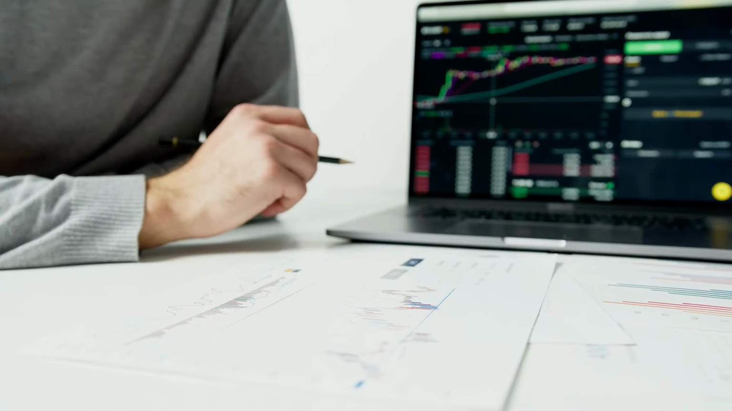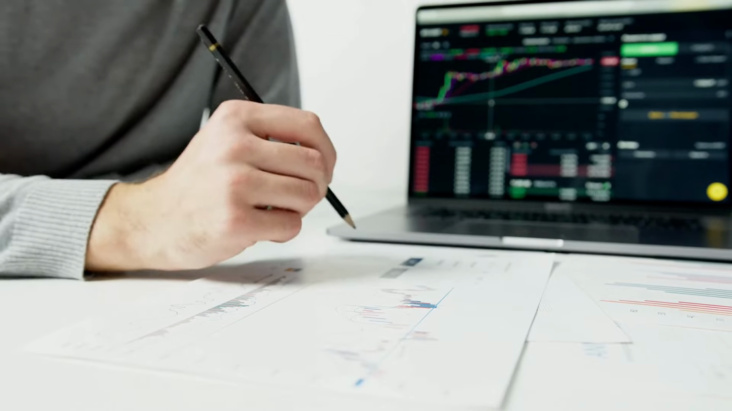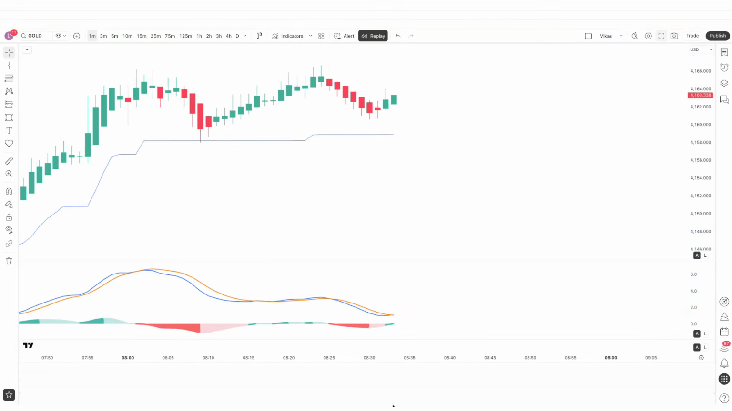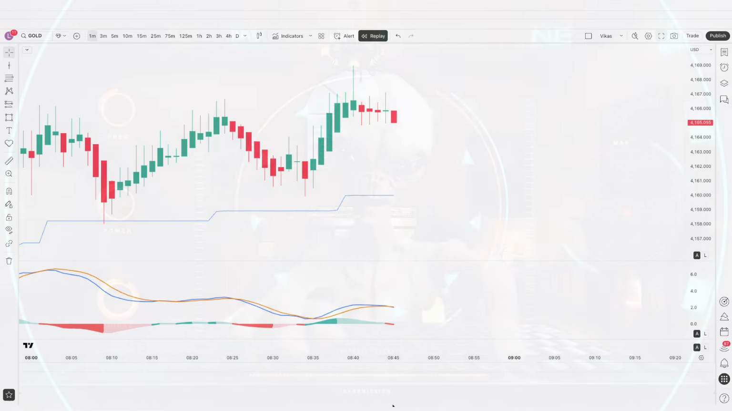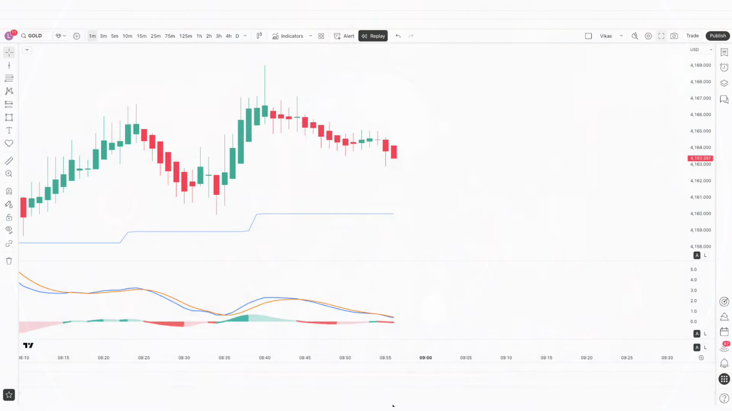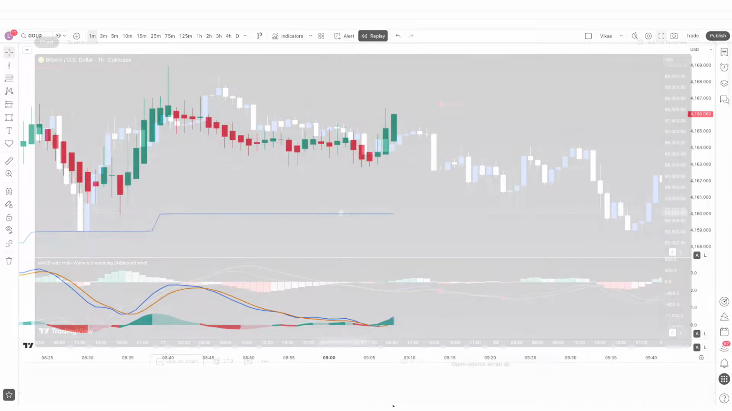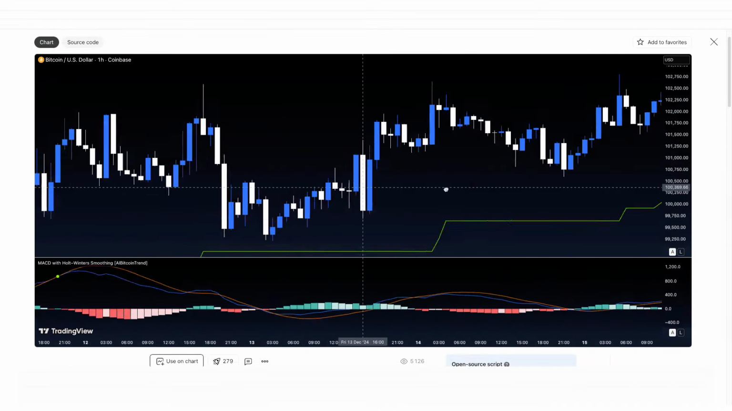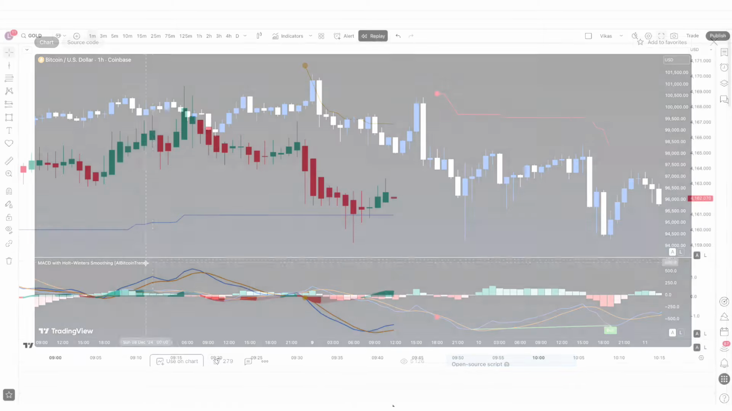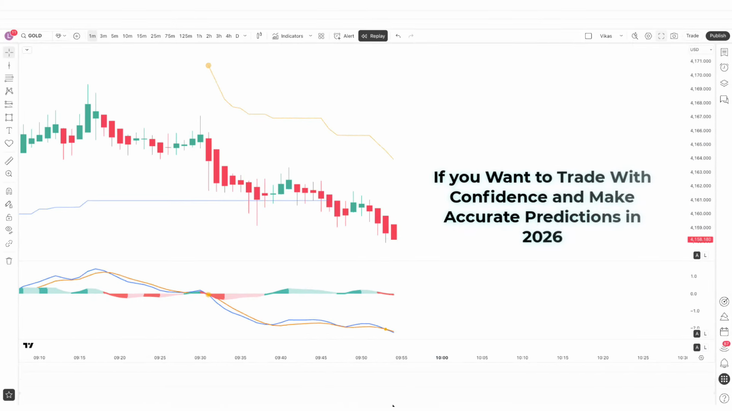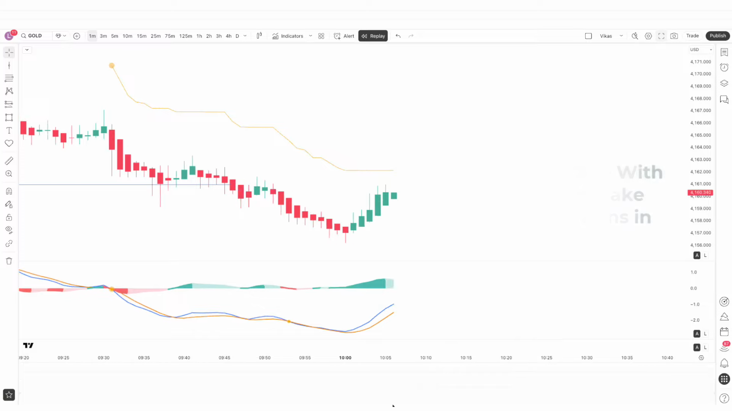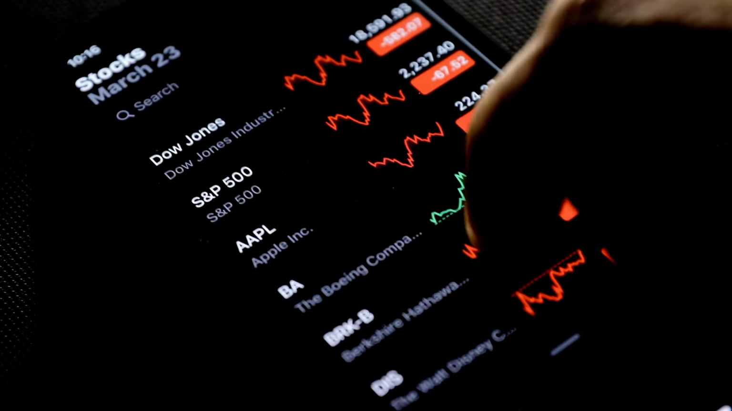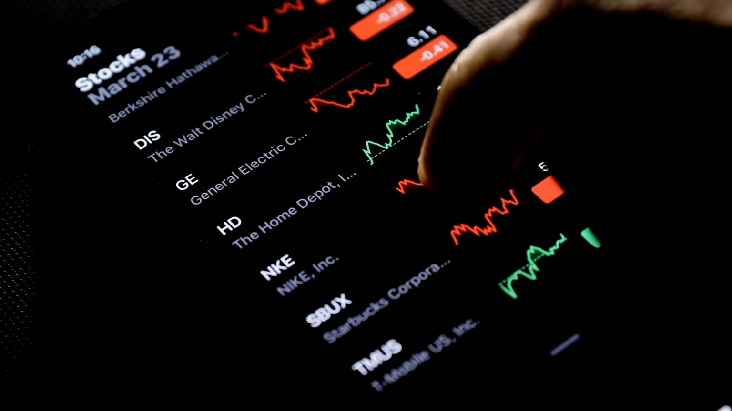In this video, you'll see how simple TradingView indicators are used with advanced tools. You'll learn how blindly following default settings slows you down, and how custom settings make signals faster, clearer, and more reliable. These indicators may not be flashy, but when an entry signal appears, the logic will be clear, not confusing. If you want to trade with confidence and make accurate predictions in 2026, watch this video until the end. Because this isn't just about indicators, it's a trading system built for the future.